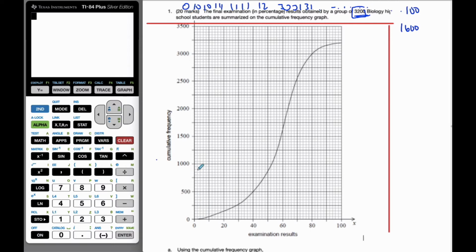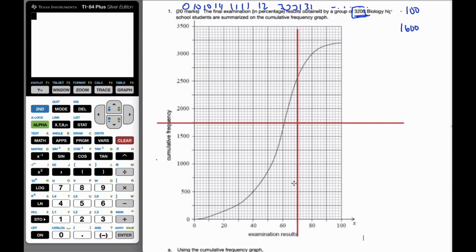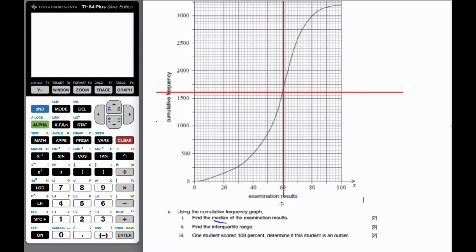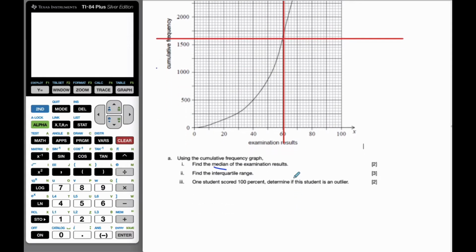If I find my 1600, which is going to be there, and I come down from there, I can see the student's median score. These go by 50, so there's 1600 there. If I find the median score, I can see the median happens at 60. And so the median score is 60.